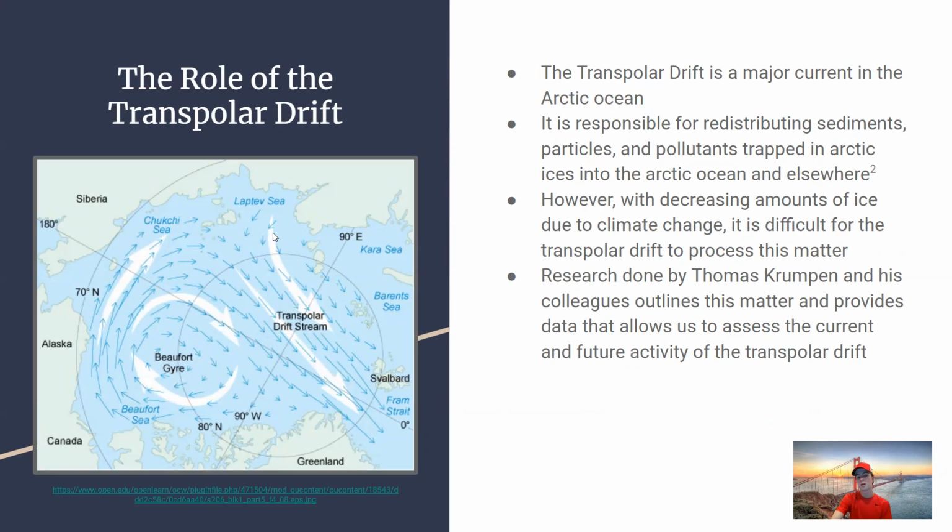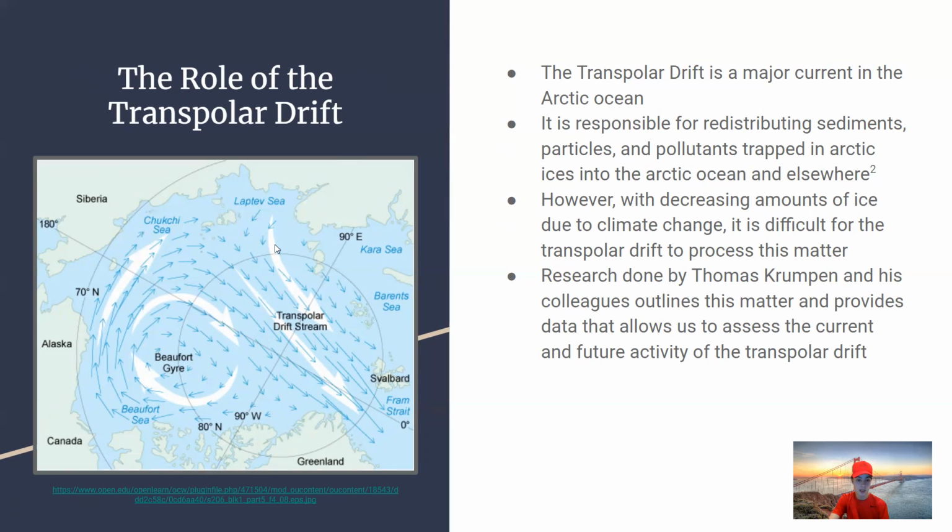So the transpolar drift is basically a current that runs from northern Russia, the Laptev Sea and the Chukchi Sea, as you see here, down towards Greenland and into the Atlantic Ocean. And so all these rivers that run off into the ocean from Russia bring sediments and other materials and even pollutants into the Arctic.